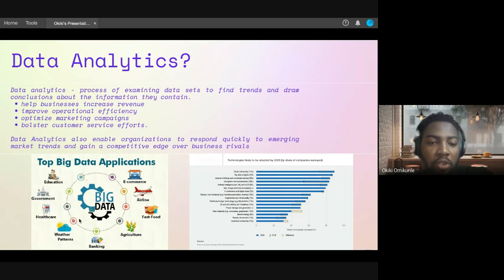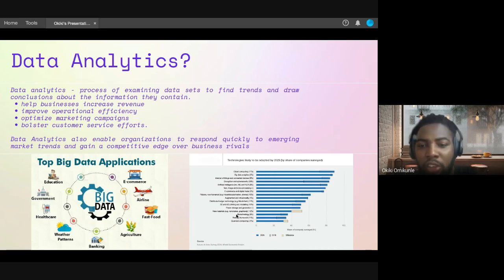I also included sectors that are really into data, like education. Literally everywhere you look, data analytics is applicable. When people ask me if they become a data analyst, can they get jobs tomorrow, data analytics is literally where the future is, in anything you want to think of.